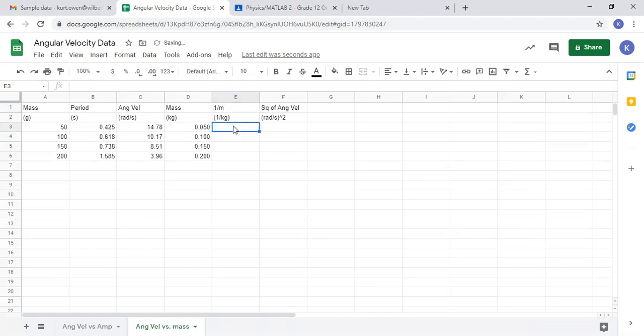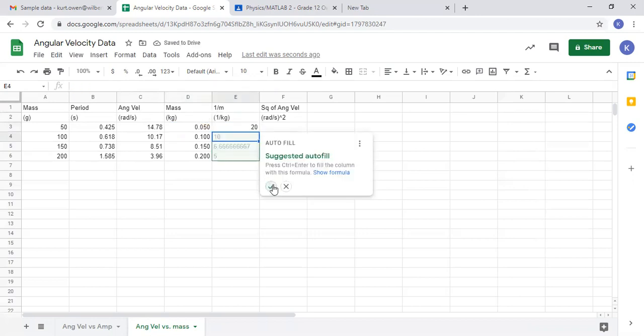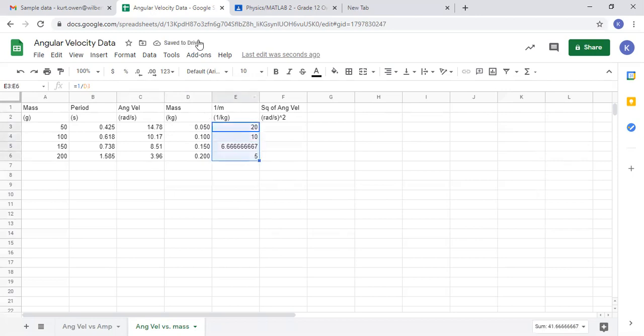And there we go. Now all I have to do is say this equals 1 divided by previous answer. Okay, and so that's 20. Fill it in. Now notice that not all of them come out to be quite the same. So let's decrease decimals. Let's increase it a little bit. Okay, that looks pretty good. Maybe I'll give one more decimal place there. Okay, so that's 1 over the mass.